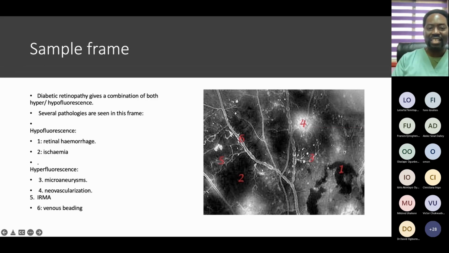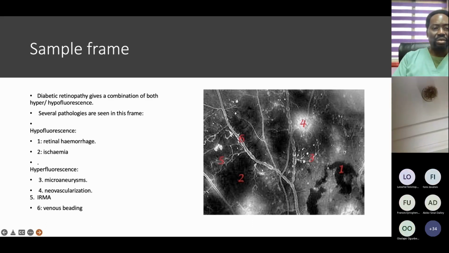Then we go to the hyperfluorescent patterns. We see a sort of mild pooling of dye in number 3 as it happens in microaneurysms. In number 4, we see leakage of dye as it happens in neovascularization. In number 5, we see IMAs. These are abnormal connections between arterioles and venules, and they do not leak. And this is very important. Then number 6 is a slight pooling of the dye in the vessel walls, and that happens in things like venous beading. These are characteristics that we see in diabetic retinopathy.